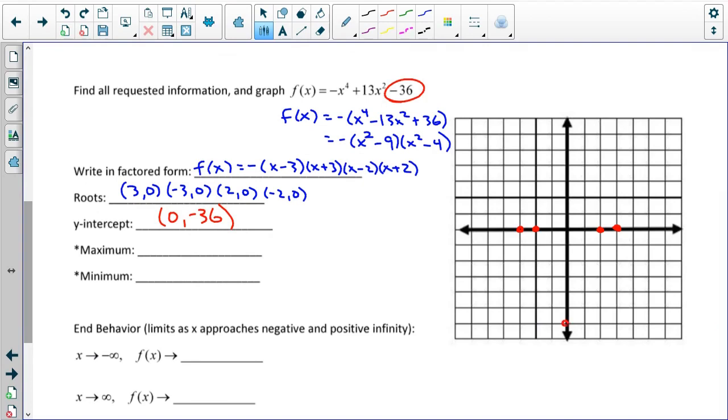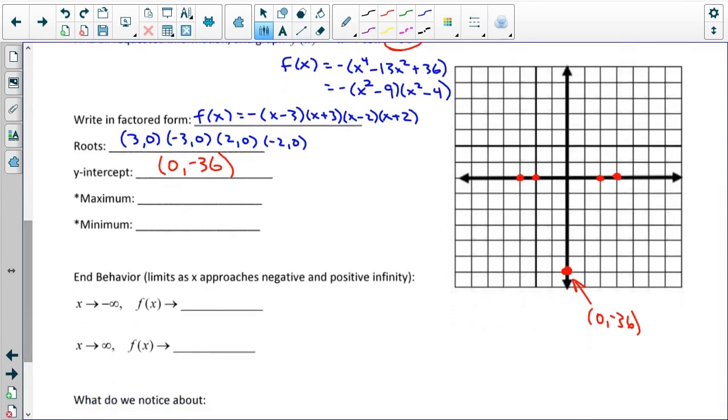So we'll just make this value negative 36, since that would be way off my graph otherwise. And then if I look at the function, if I plug in negative big values of x, I get negative, negative, negative, negative, negative. That ends up being 5 negatives. So that's a negative value. If I plug in positive big values of x, I get negative, positive, positive, positive, positive, and that's 1 negative. So that, again, ends up being a negative value.